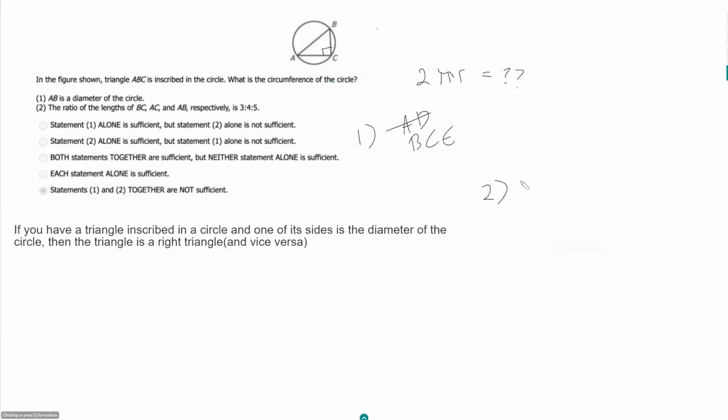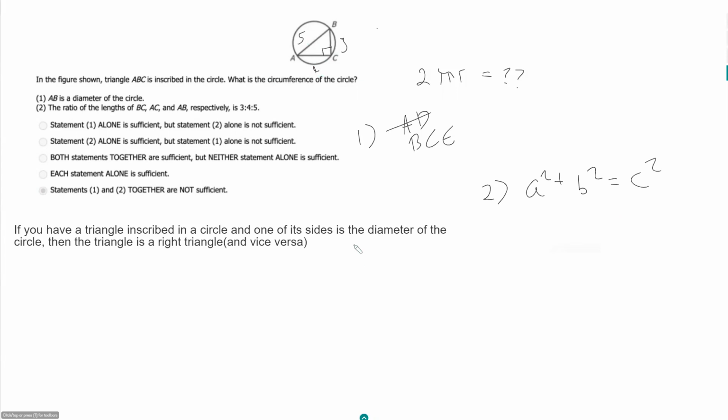Statement 2 says the ratio of the lengths of BC, AC, and AB, respectively, is 3 to 4 to 5. So we have this ratio of 3 to 4 to 5. Now we know the Pythagorean theorem says a squared plus b squared is equal to c squared, but this should only work when we have right triangles.